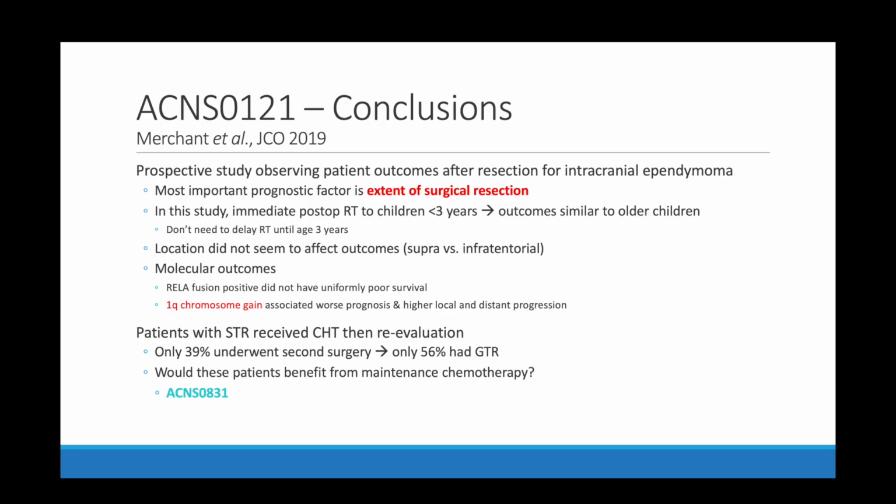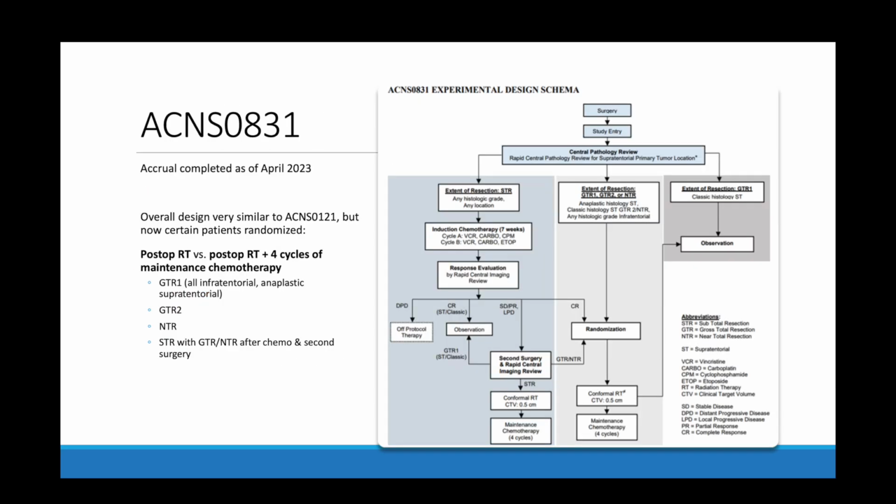So the question is, is there additional therapy that we should be giving these patients? And that therapy is chemotherapy, right? Should we be giving these patients some maintenance chemotherapy? And the following trial that we'll talk about, ACNS 0831, asked exactly that. ACNS 0831 has completed accrual as of April 2023, and we do have some early results that were presented, which I'll go through at the end. But to my knowledge, we don't have a final publication from this trial just yet.